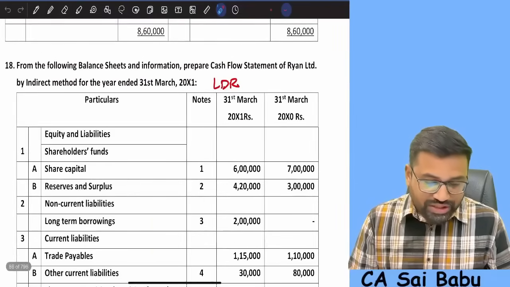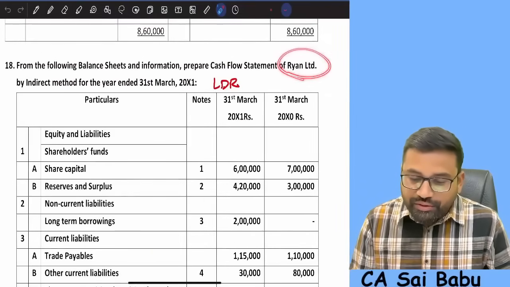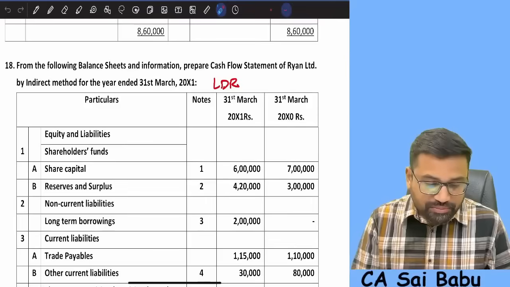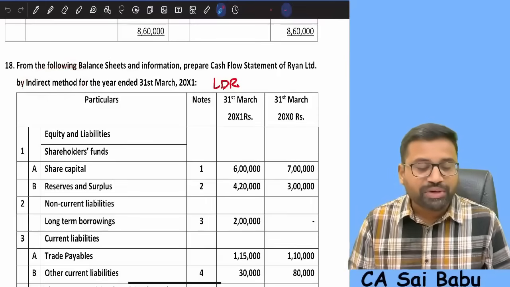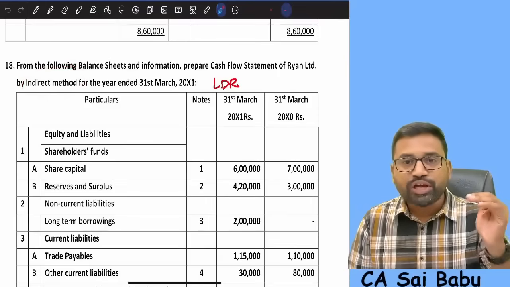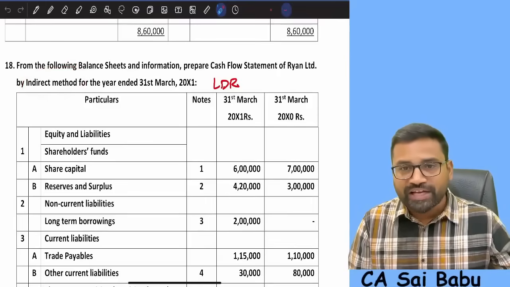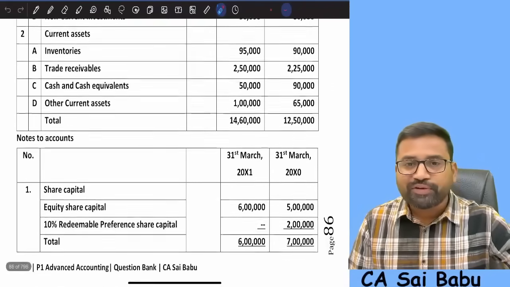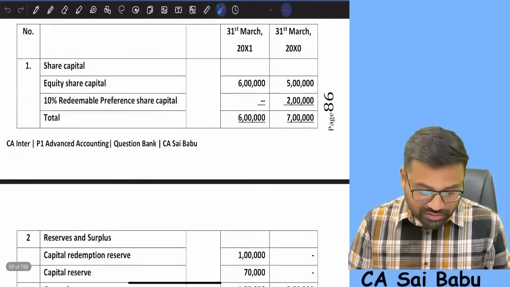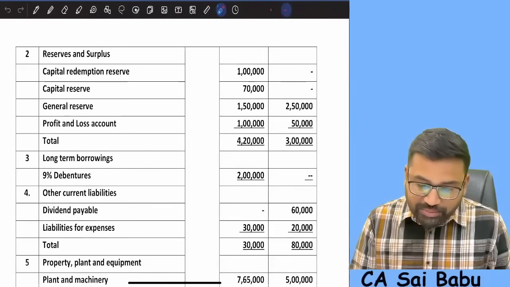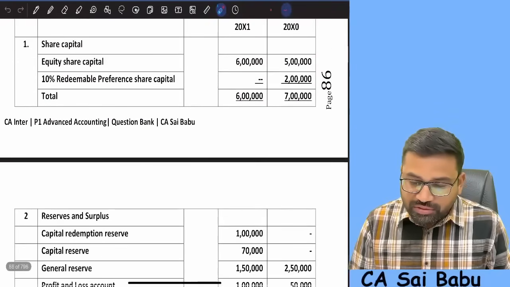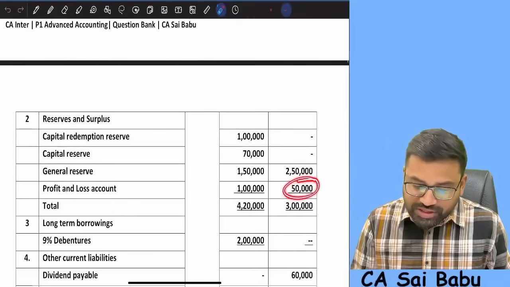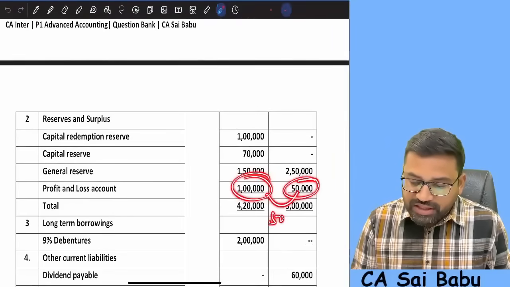I will show you one question, sir. Question number 18, Rain Limited sum. In this sum, we need to ascertain the cash flow statement under the indirect method. First, we are going to start with cash flow from operating activities, right? So we want net profit before tax, but net profit before tax is not available in this question. So first go to reserves and surplus, see the P&L account. P&L account opening balance 50,000, closing 1 lakh. The difference is nothing but 50,000.